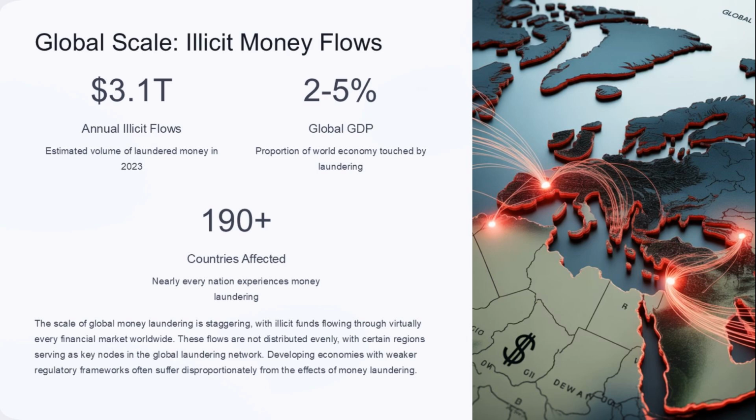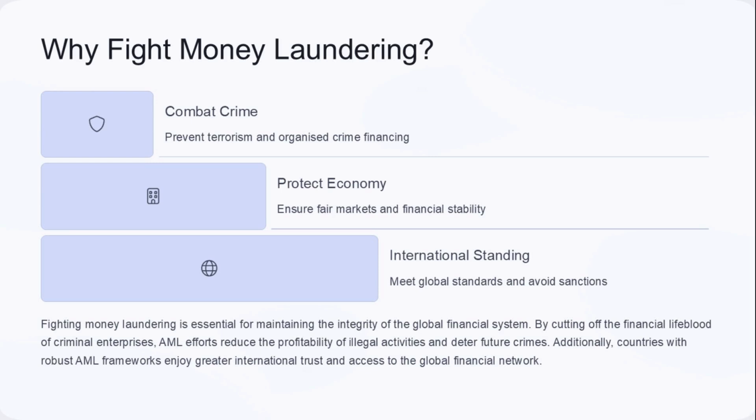These flows are not distributed evenly, with certain regions serving as key nodes in the global laundering network. Developing economies with weaker regulatory frameworks often suffer disproportionately from the effects of money laundering, affecting nearly every nation. Fighting money laundering is essential for maintaining the integrity of the global financial system. By cutting off the financial lifeblood of criminal enterprises, AML efforts reduce the profitability of illegal activities and deter future crimes. Additionally, countries with robust AML frameworks enjoy greater international trust and access to the global financial network.